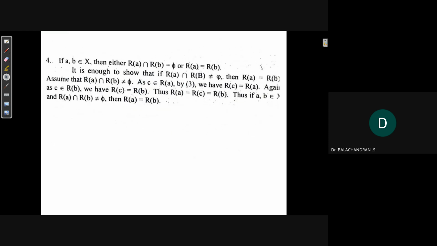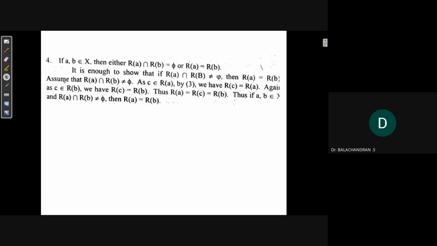Property number 4. Property number 4 is: if A, B in capital X, then either R of A intersection R of B equals empty, or R of A equals R of B. So it is enough to show that if I assume R of A intersection R of B is not equal to empty, then I need to prove R of A equals R of B.